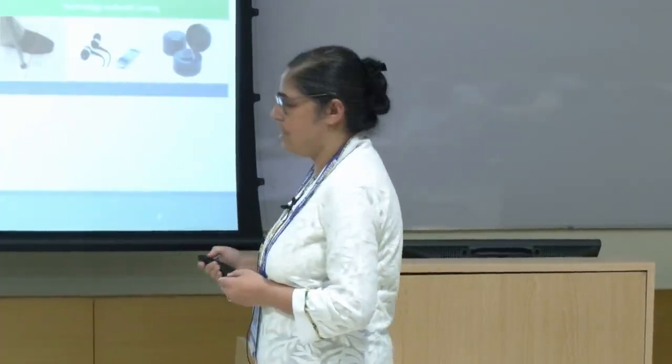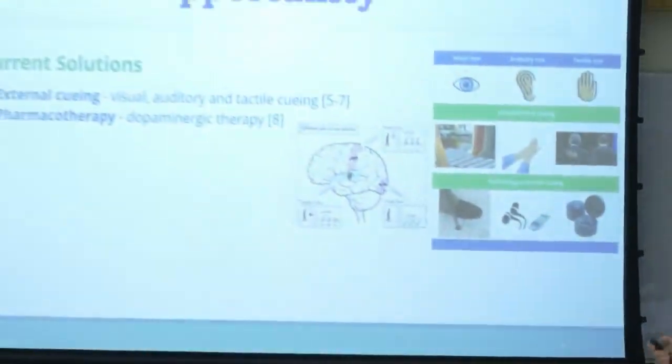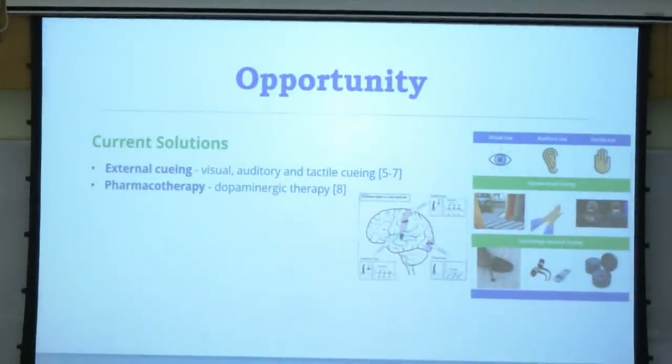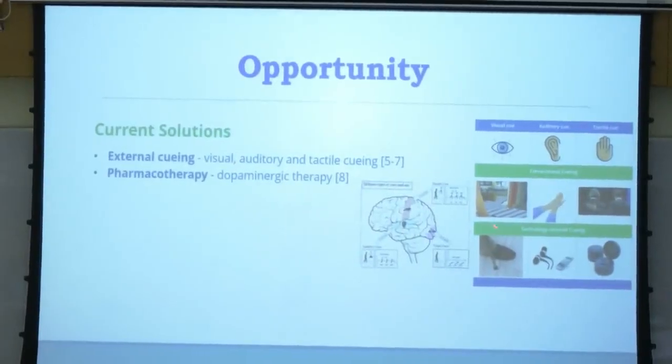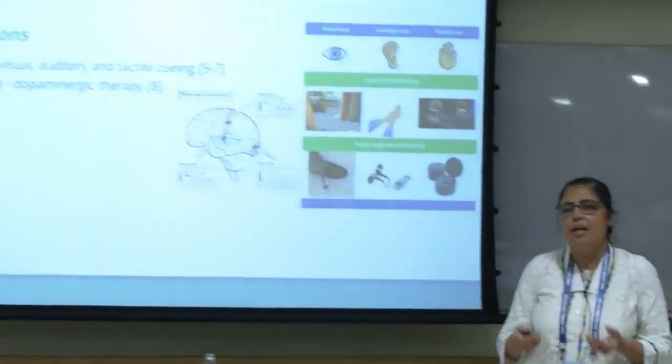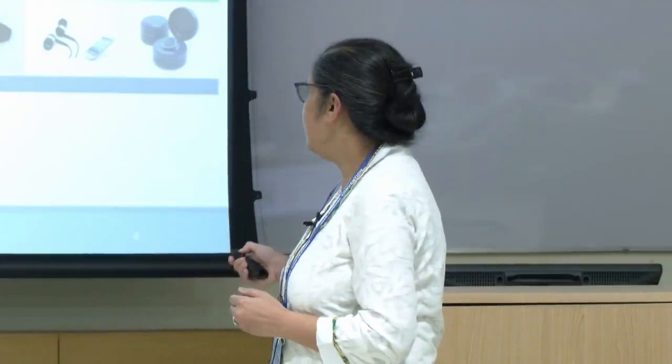So what are the solutions? Currently, doctors use 3 types of external cues: a visual cue in the form of lines on the floor, which is not a solution you can take out in the field; or small claps, or a metronome given to the patient to bring the patient out of the freezing condition; or a pat on the back saying, hey, you have frozen, please come out. So these are external cues, and these cues trigger different regions of the brain so as to facilitate the person to come out of freezing.